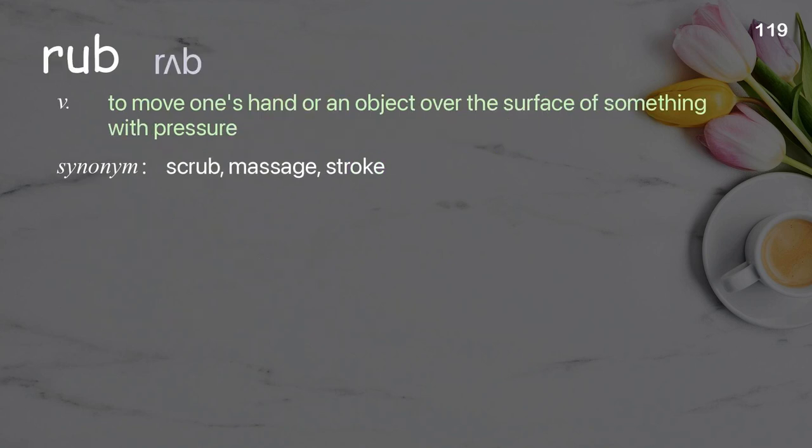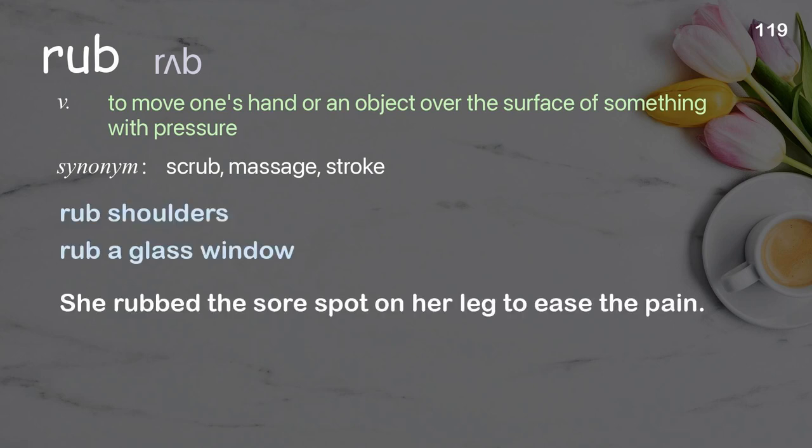Rub. To move one's hand or an object over the surface of something with pressure. Examples. Rub shoulders. Rub a glass window. She rubbed the sore spot on her leg to ease the pain.